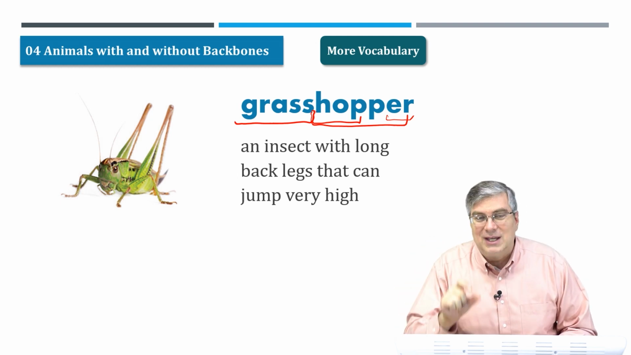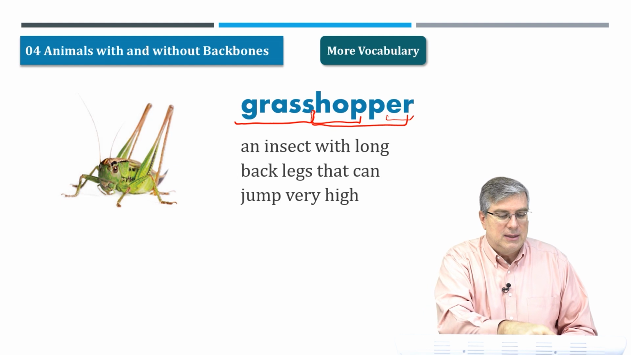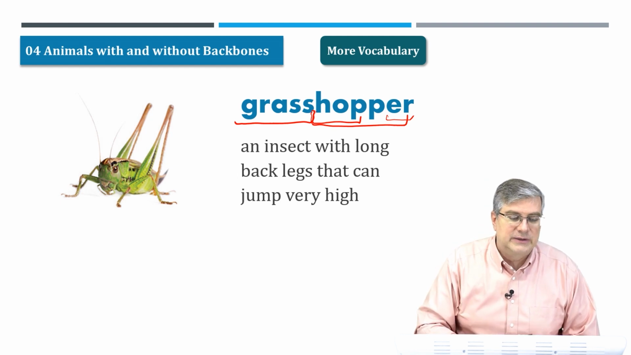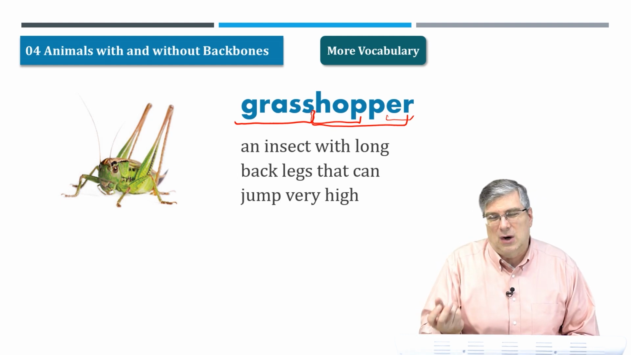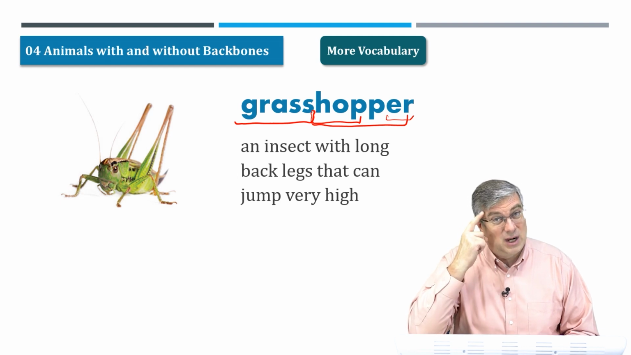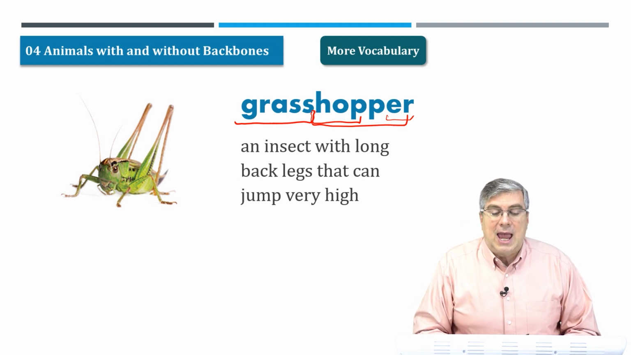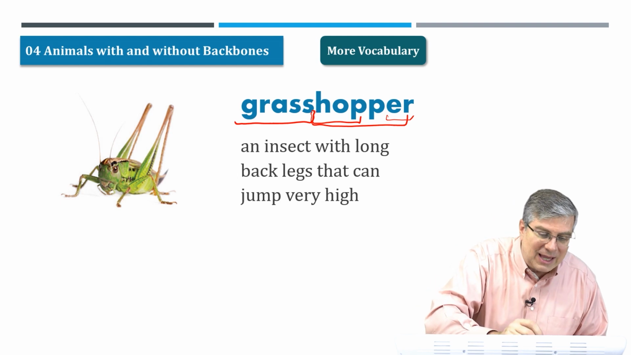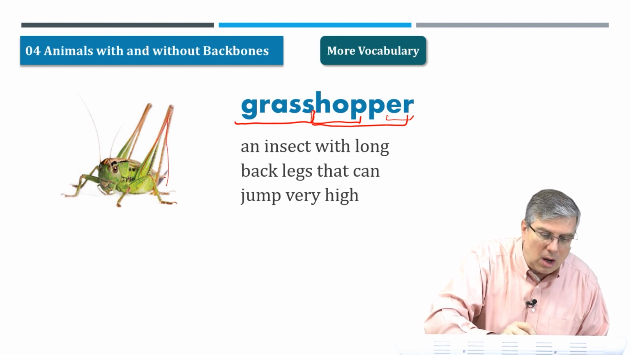If you look in the grass, you might see grasshoppers. They're little insects that look like this. They're green, so it's hard to see them. Smart grasshopper, right? They have long back legs. Look at these legs. Wow, they're so long, right?